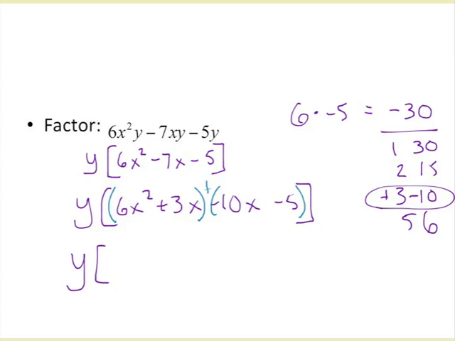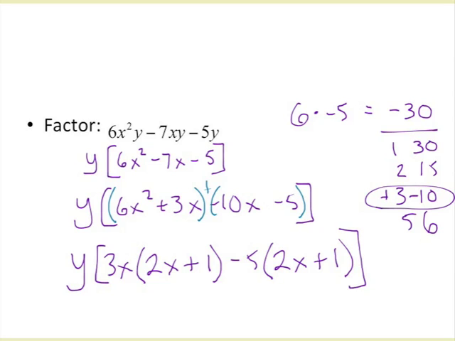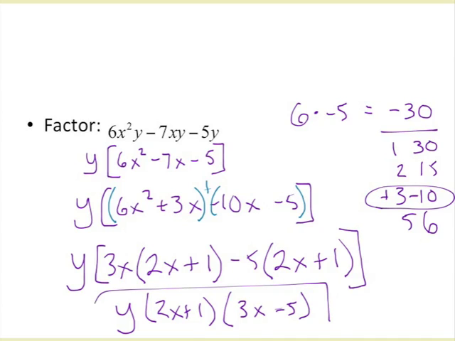What's in common in that first blue group? 3x. Divide that out, leaves 2x plus 1. Whenever we divide something by itself, that's 1. So 3x divided by 3x is 1. What's in common in the second group? Negative 5. We take that out, and we get a positive 2x plus 1. Negative 5 divided by negative 5 is 1. The groups should match. The y hangs out, the matching group, and the stuff that we had taken out originally.